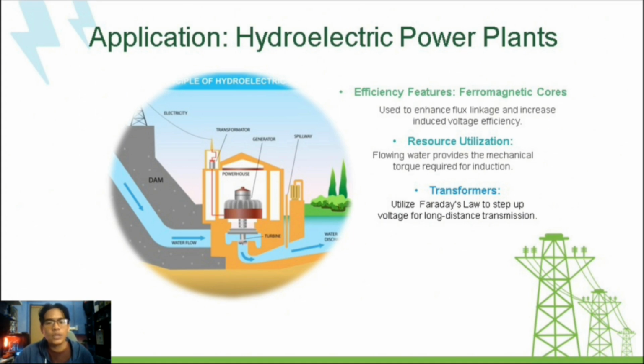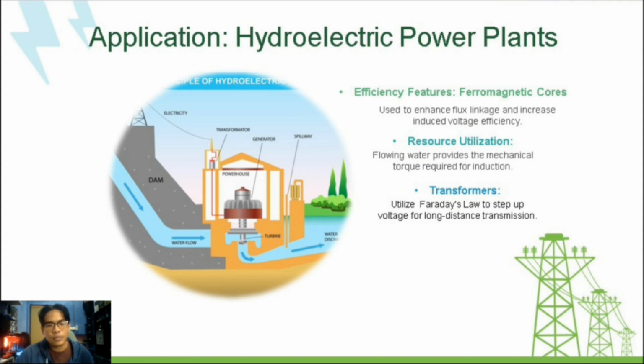Because these systems are so large, to maximize this, the generator utilizes ferromagnetic cores. These cores are essential because they enhance the flux linkage, thereby increasing the efficiency of the induced voltage. However, generating the power is only half the battle.